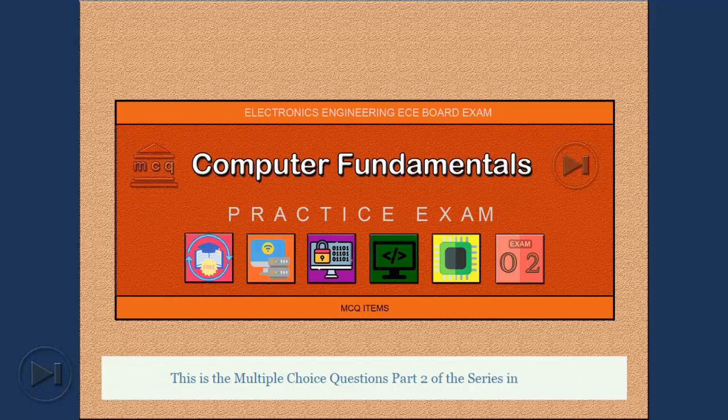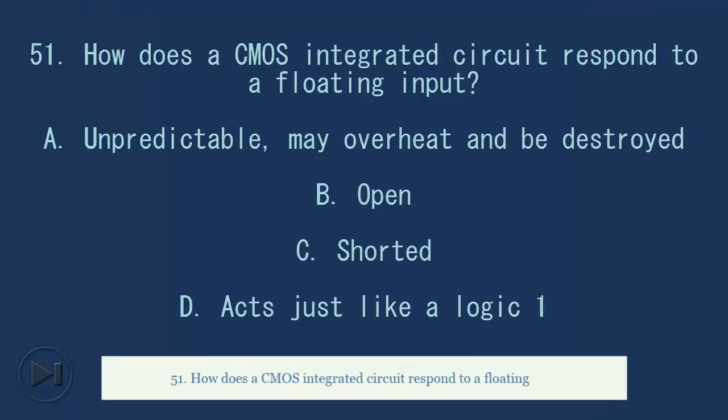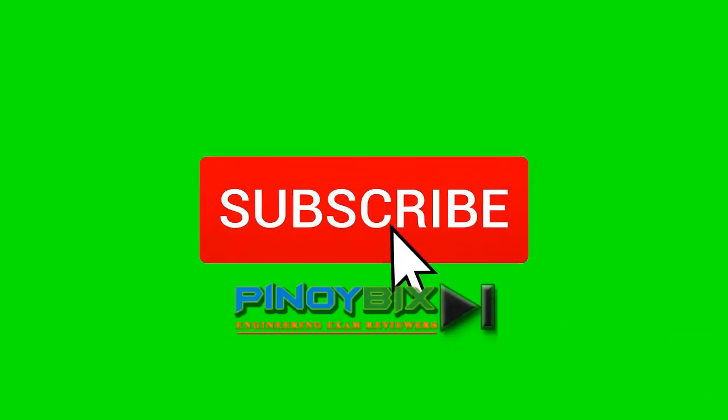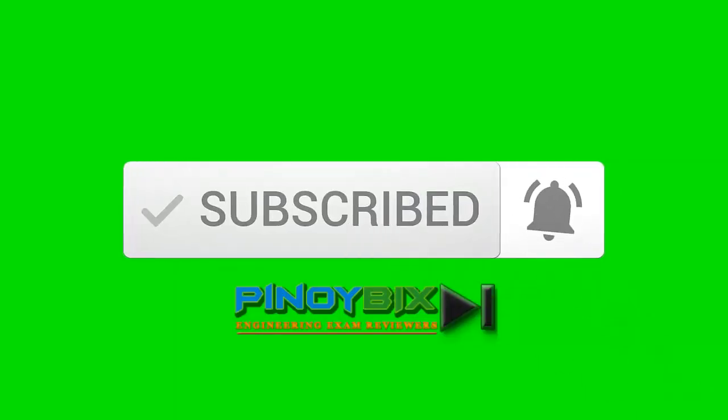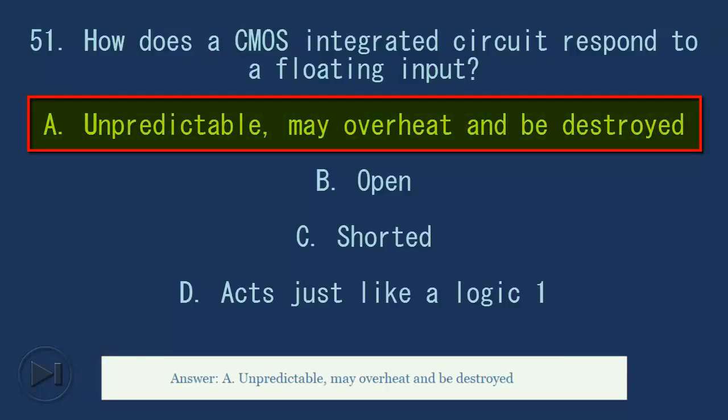This is the multiple choice questions part 2 of the series in computer fundamentals as one of the electronics engineering topic. 51. How does a CMOS integrated circuit respond to a floating input? A. Unpredictable, may overheat and be destroyed. B. Open. C. Shorted. D. Acts just like a logic 1. Answer, A. Unpredictable, may overheat and be destroyed.